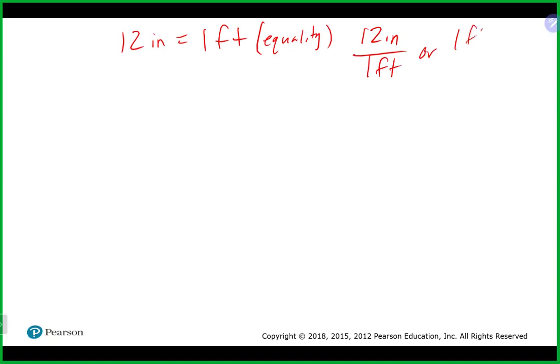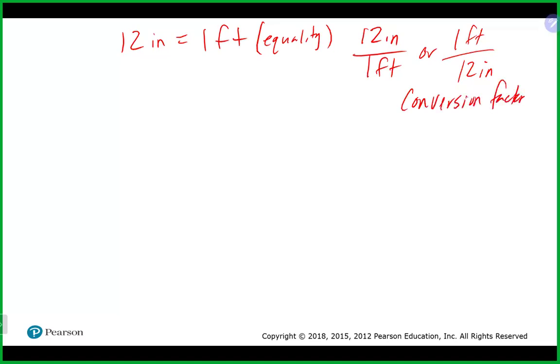So like we have 12 inches is equal to 1 foot. That would obviously be our equality. From any equality that we have, we can write two conversion factors. And really, conversion factors are nothing more than just fractions. So we could say, for example, 12 inches over 1 foot, or 1 foot over 12 inches. And these would be our conversion factors that we could use.